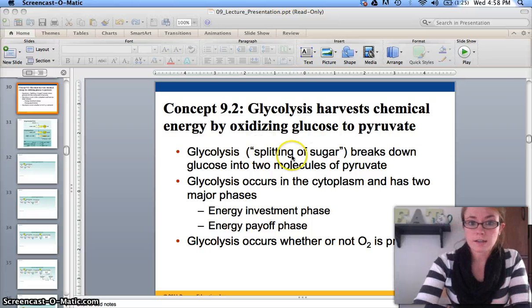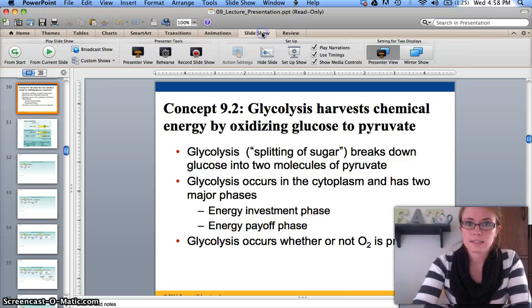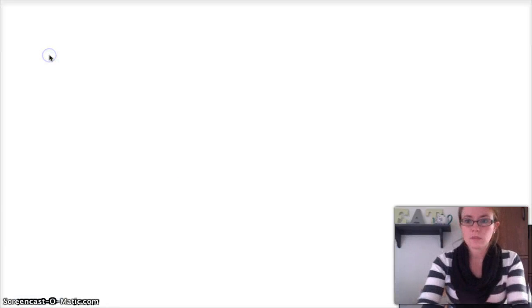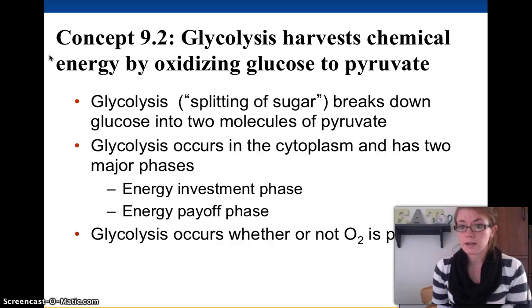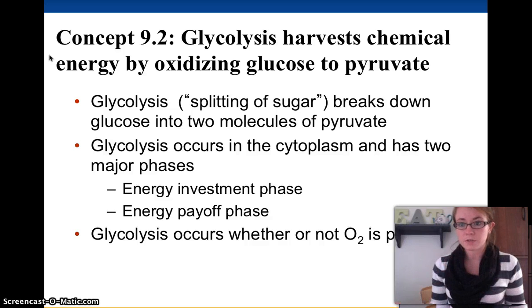So after we just talked about what oxidation and reduction means, now we're on to the next section, which is about glycolysis. Glycolysis is the first step of cellular respiration, and we're starting off with glucose. Glucose is what we start cellular respiration with. It's the first product from photosynthesis, and so it goes straight into cellular respiration. And the first step is glycolysis.